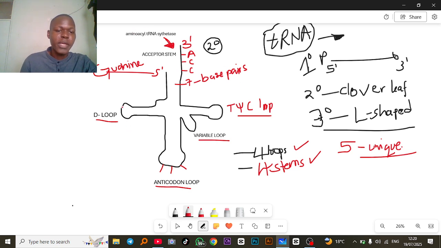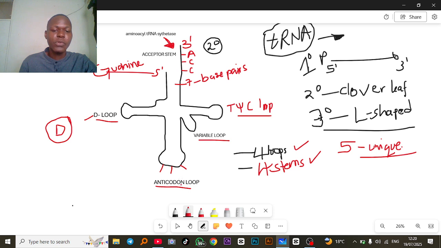Moving on to the D loop. The D loop mainly contains a base which is known as dihydrouridine, represented by the letter D. That's it about the base. Then its importance is that it will be the recognition site for the synthetases. The tRNA synthetases will recognize the D loop. You get? That will be the recognition site for these synthetases.